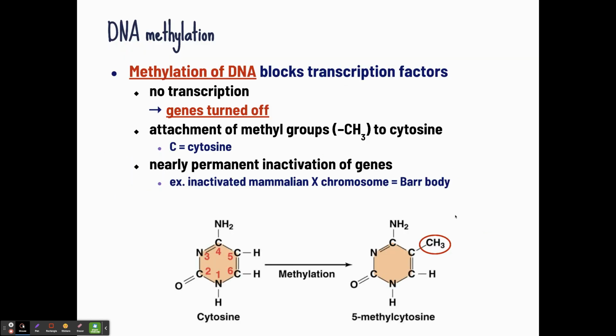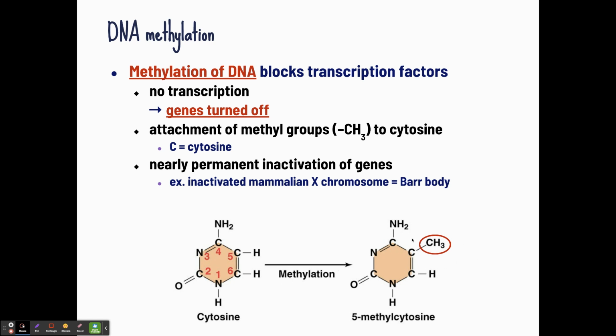All right, DNA methylation. Methylation of DNA blocks transcription factors, so there's no transcription. That means we turn the genes off. It is the attachment of a methyl group. When this methyl group is attached to cytosine, which is our nitrogen base, it causes nearly permanent inactivation of the gene. Whenever a gene is methylated, the gene is turned off.